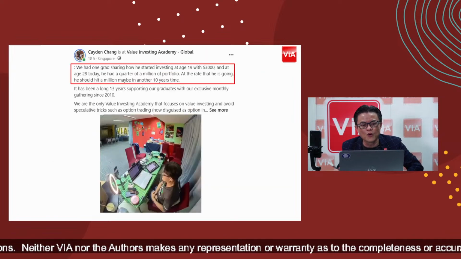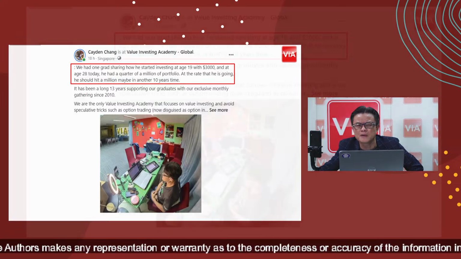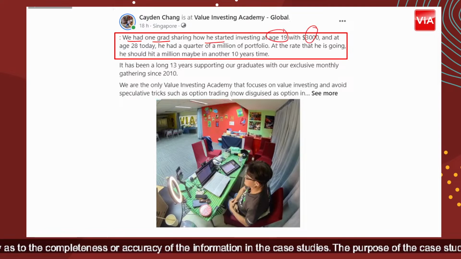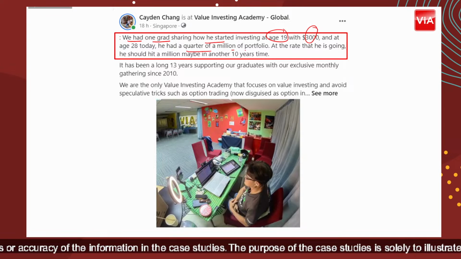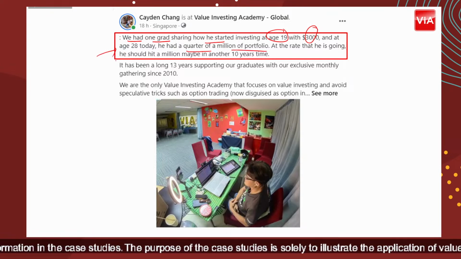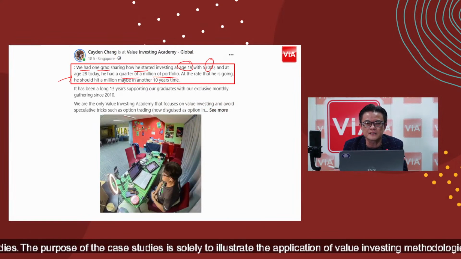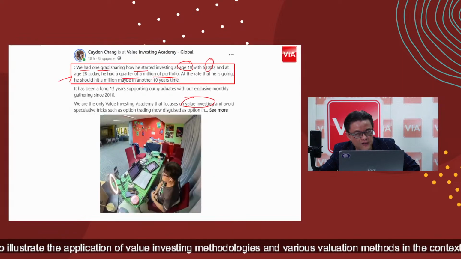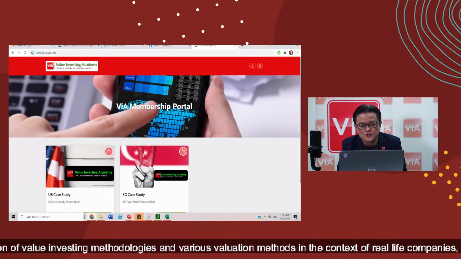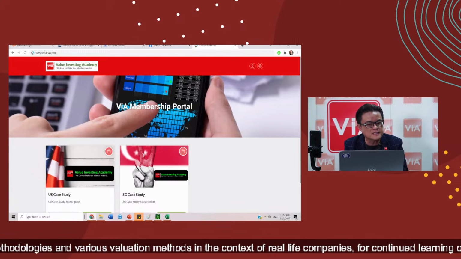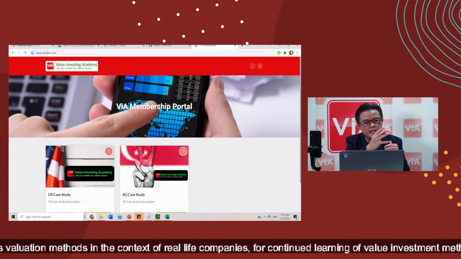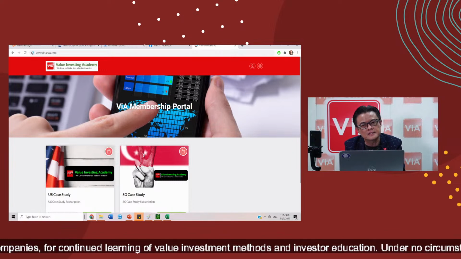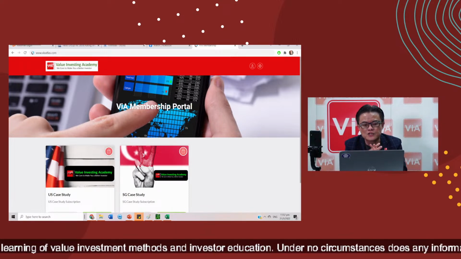Now, if you look at this post, I think I posted it about one month ago. Here I updated on my Facebook: we have one grad sharing how he started investing at age 19 with $3,000. Today he has about a $250,000 portfolio. During his time, there was no artificial intelligence, but he could still make money. Of course, he is our grad, and he focused on value investing. So the reason I want to talk about combined intelligence is that until the day ChatGPT or any AI becomes like Elon or Megan, so intelligent, humans are still here to stay. Our combined intelligence is still here to stay.